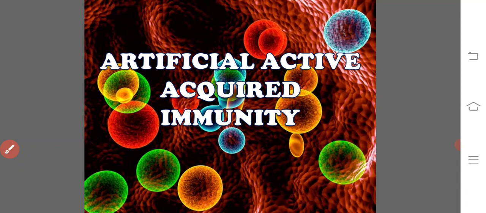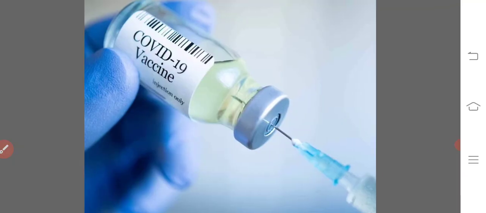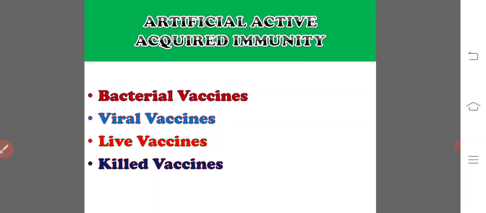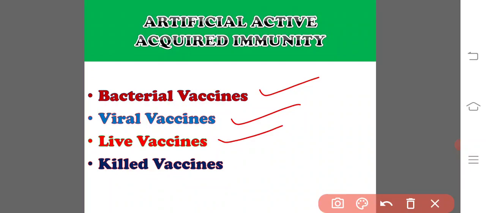And coming to artificial active acquired immunity, it is the resistance induced by vaccines. Vaccines are preparations of live or killed microorganisms or their products used for immunization. The best examples of artificial active acquired immunity are the vaccines. Here we are seeing the COVID-19 vaccine. These vaccines are of different types. There are bacterial vaccines and viral vaccines. Among them, we may use live organisms or killed organisms for the preparation of vaccines.